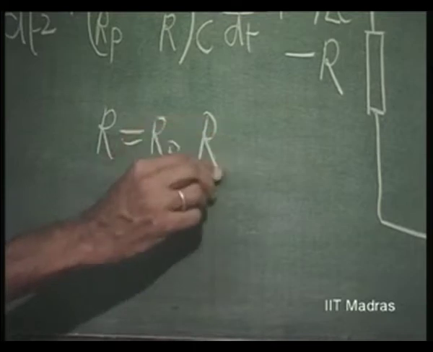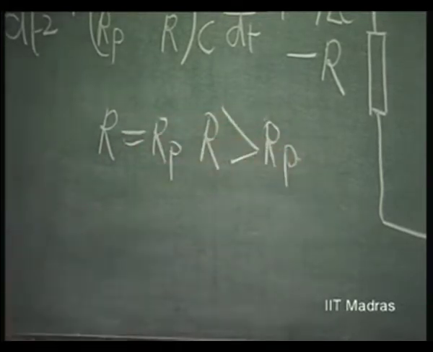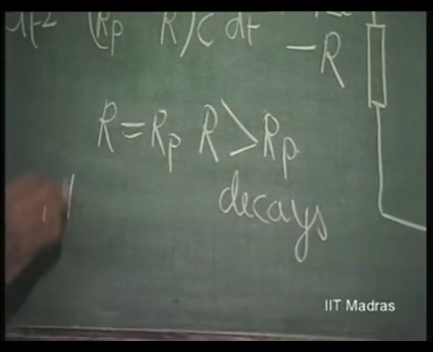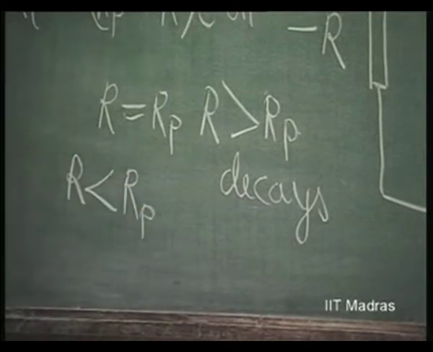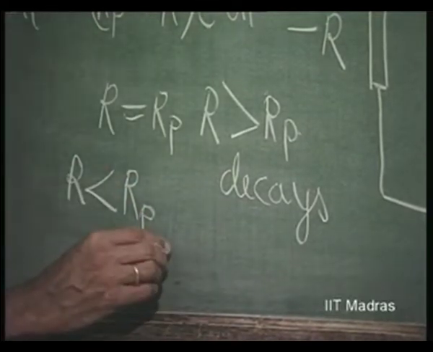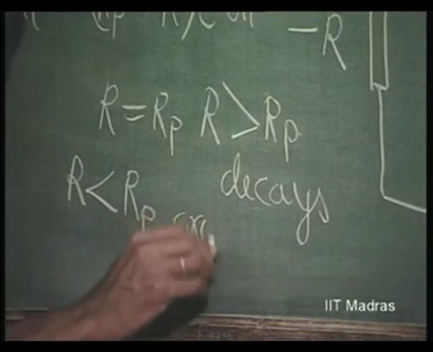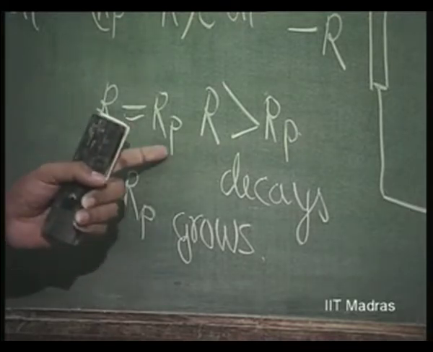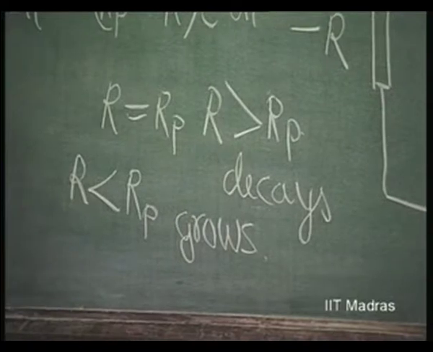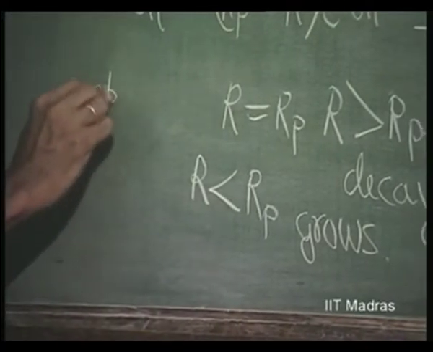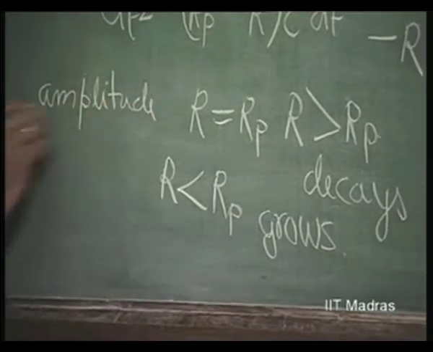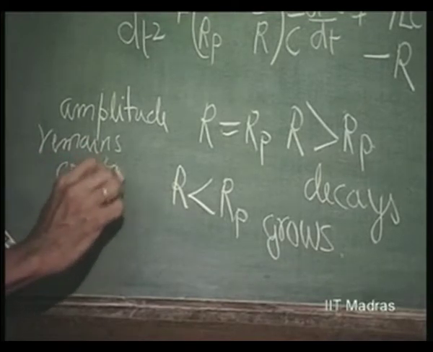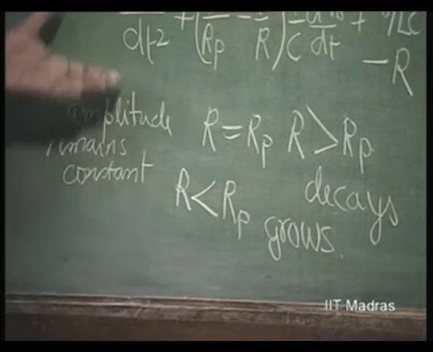You notice that if R is greater than Rp, the oscillation decays. If R is less than Rp, here, oscillation grows. When exactly R is equal to Rp, the oscillation amplitude remains constant. This basic principle has to be understood in terms of time domain.